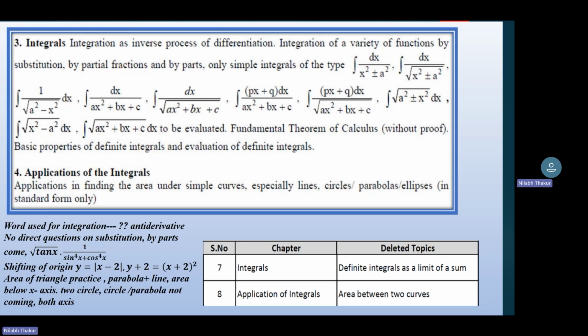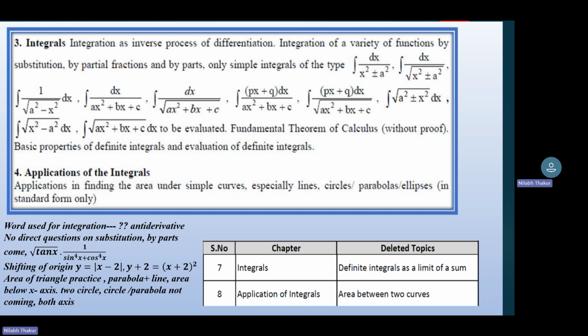But last year, in many regions, a question based on y equals mod of x minus 2, or y plus 2 equals x plus 2 whole square, such type of question was asked. So you may expect CBSE to ask you a question based on shifting of the origin.